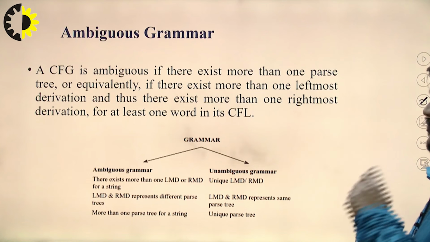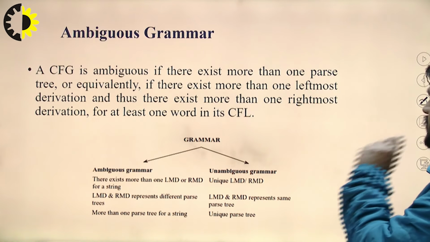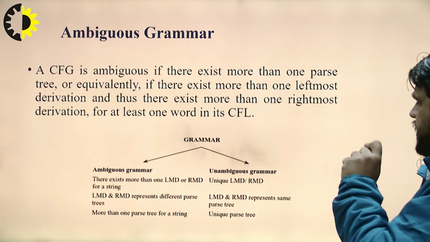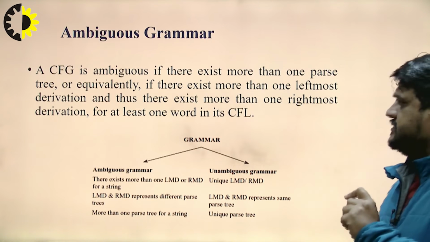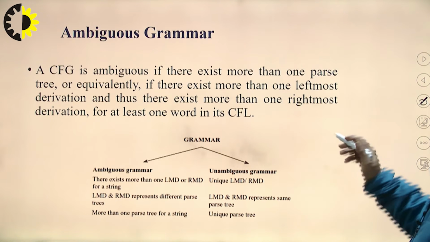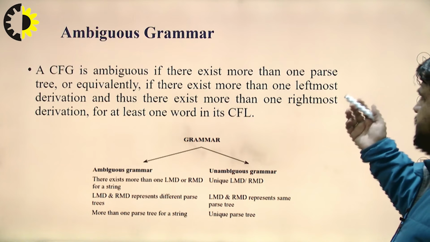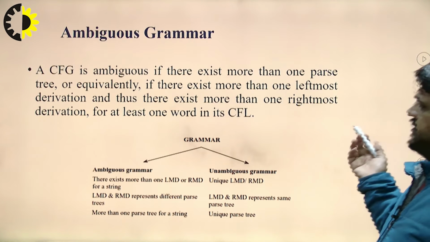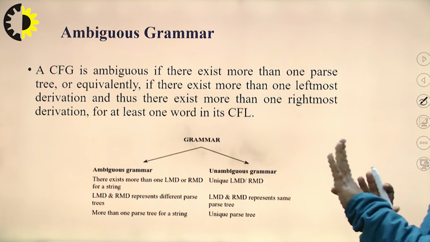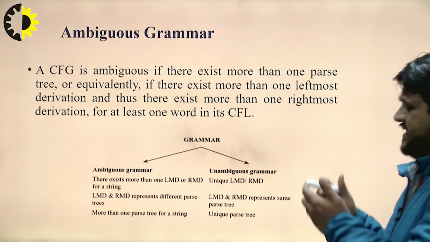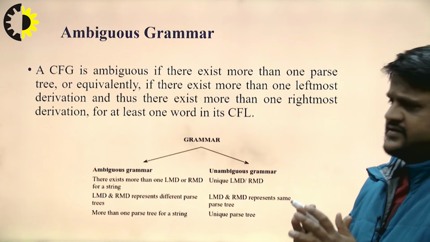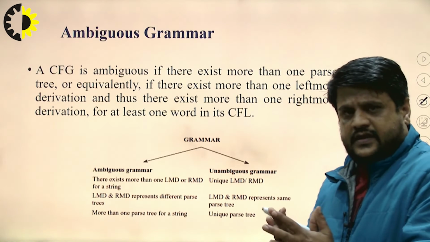Or equivalently, you can say if there exists more than one leftmost derivation, more than one rightmost derivation, or you can say more than one leftmost parse tree or rightmost parse tree. So if a particular string has more than one parse tree, because you can say leftmost and rightmost parse tree. If you think about the leftmost and rightmost parse tree, both are graphically equivalent, right?